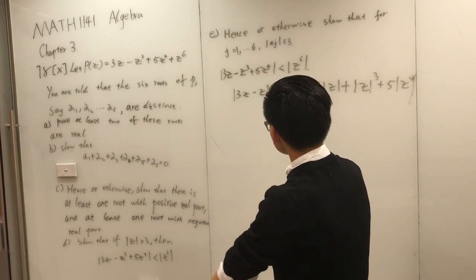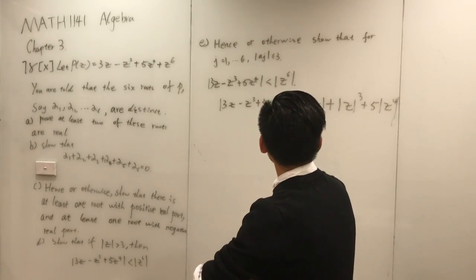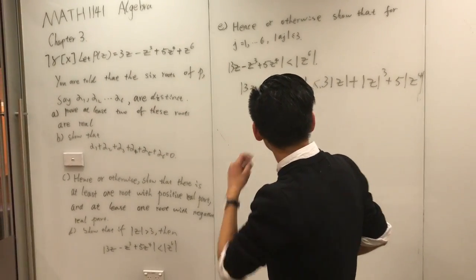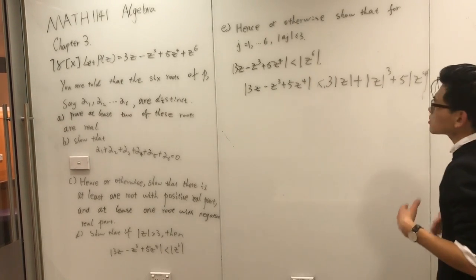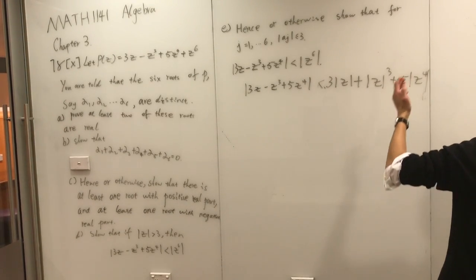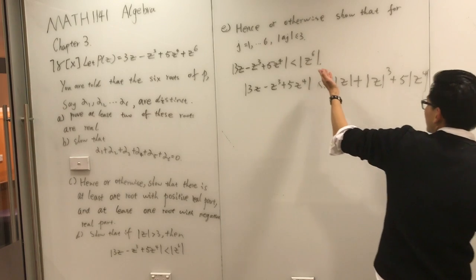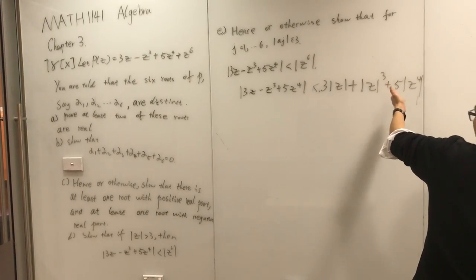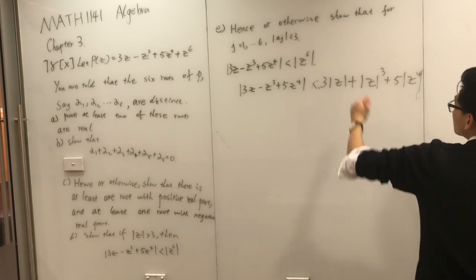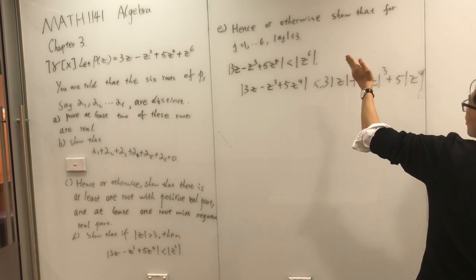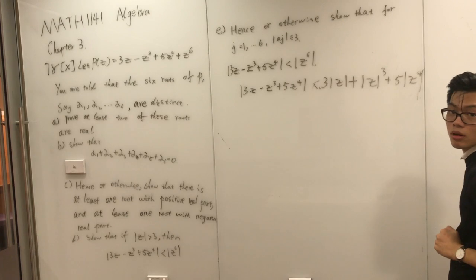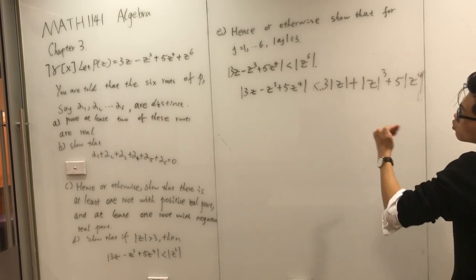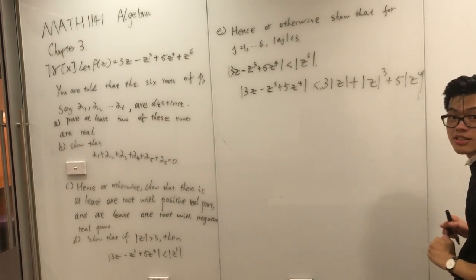Now let's look at this. What's our strategy? We want to prove |z|⁶ is bigger than |3z| + |z³| + |5z⁴|. If we prove that, we can prove |z|⁶ is bigger than |3z − z³ + 5z⁴|. Right? So how do we break down |z|⁶?